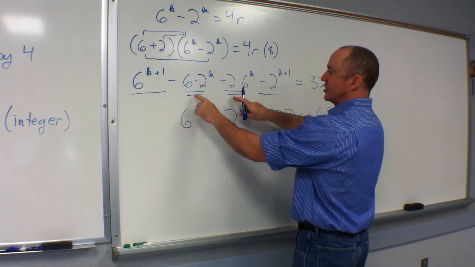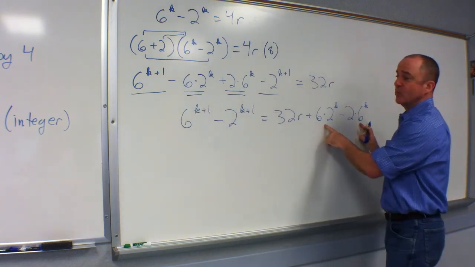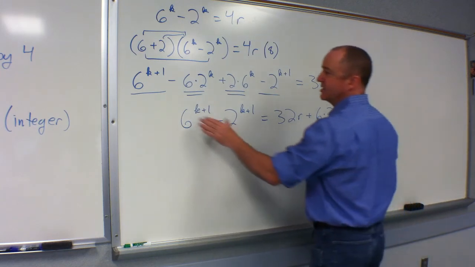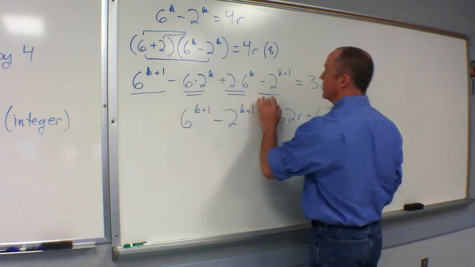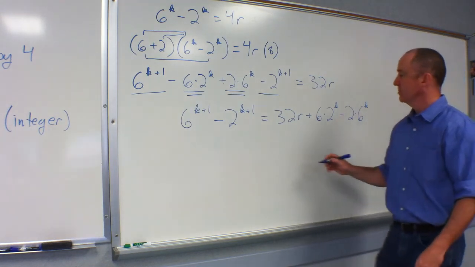Okay, I took these two terms and just moved them over to here. The reason why is because I needed to just have the 6 to the k plus 1 and the minus 2 to the k plus 1. Then it really is the next step in the sequence.